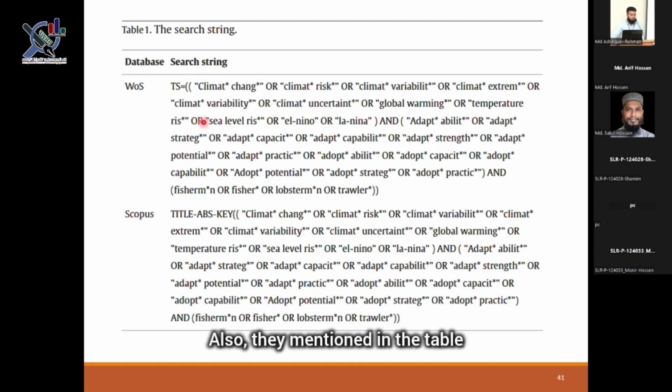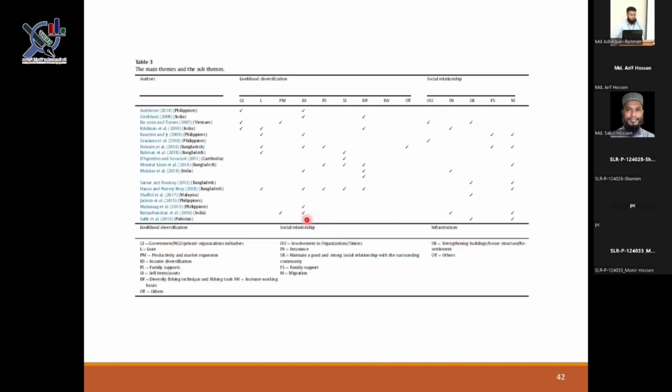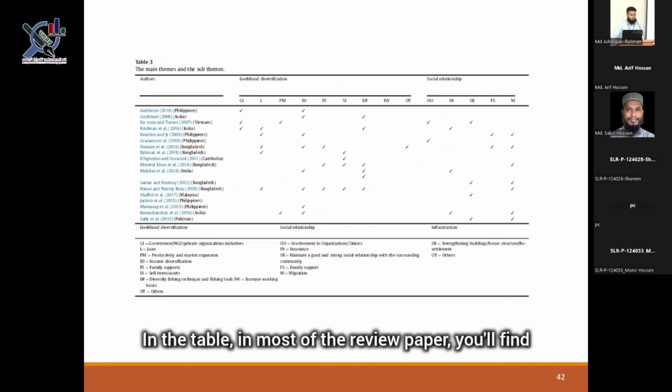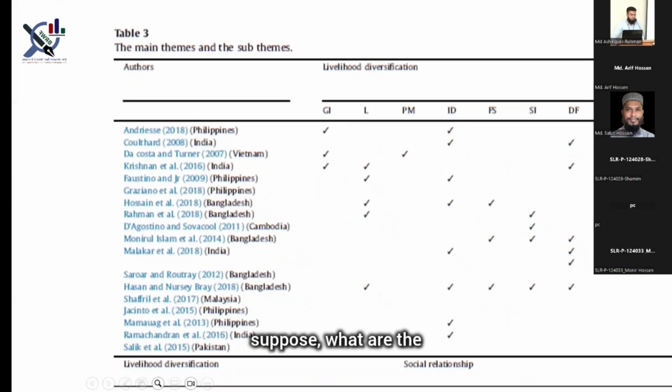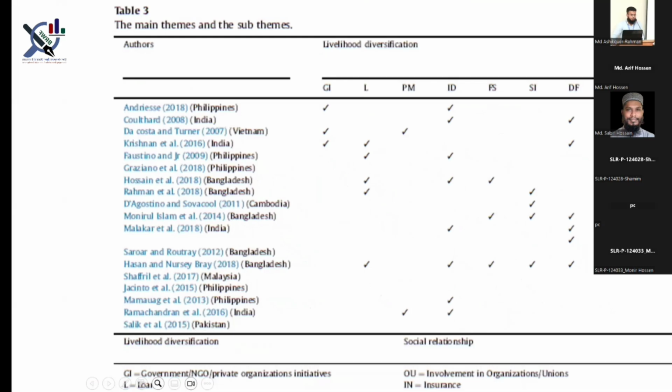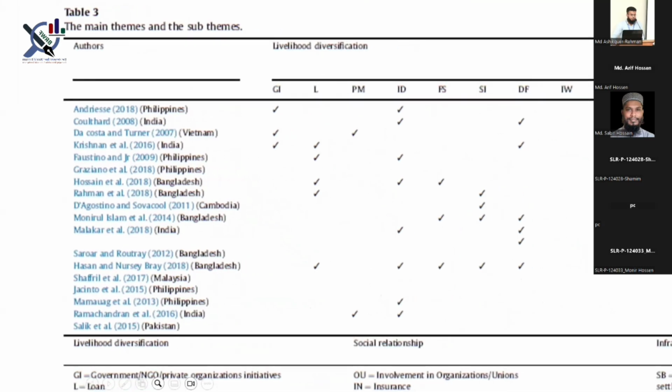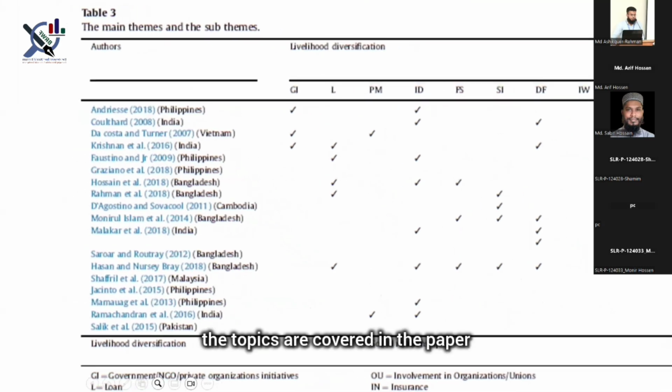Also, they mentioned in a table what keywords or search strings they used. They used them precisely. Another important thing is that they put in a table. In most review papers, you will find a table listing the considered papers: the authors, the number of papers, and the topics covered in each paper.